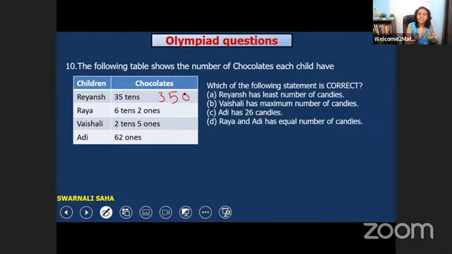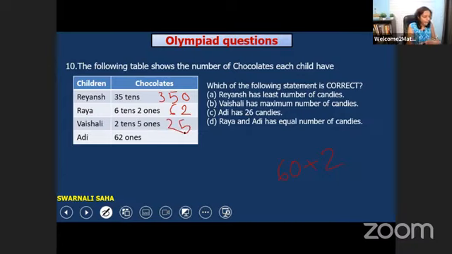Okay. Now next is Raya. Raya has 6 tens, 2 ones. That means 60 plus 2. So it would be 62. So Raya has 62 chocolates. Now Vaishali. Vaishali has 2 tens, 5 ones. So 2 tens means 20 plus 5. So 25. So Vaishali has 25 chocolates.